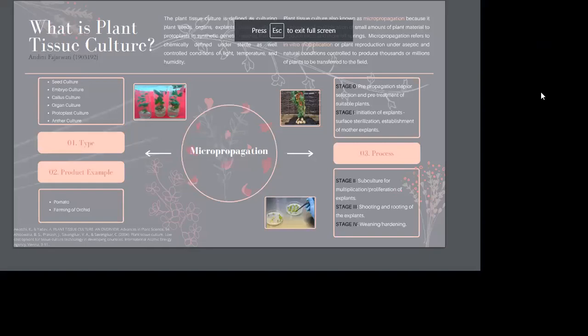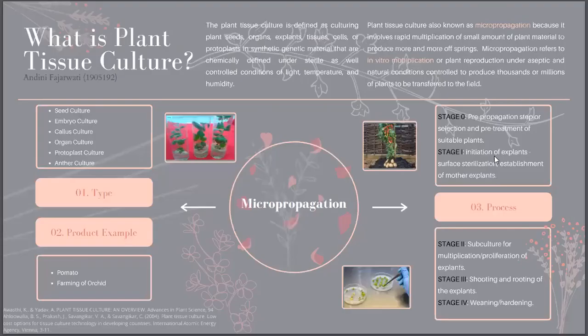Okay, so today I would like to talk about plant tissue culture. We begin with the definition of plant tissue culture. What is plant tissue culture? Plant tissue culture is defined as culturing plant seeds, organs, explants, tissues, cells, or protoplasts in synthetic medium that are chemically defined under sterile as well as controlled conditions such as light, temperature, and humidity.